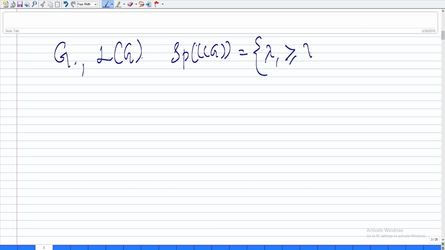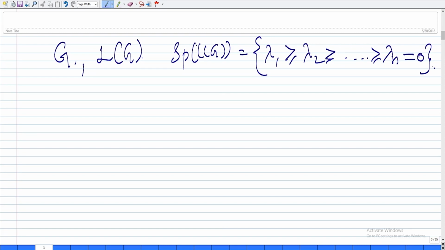Suppose we have a graph G with Laplacian matrix L of G, and its spectrum is given. Let us take a generic case: lambda 1, lambda 2, up to lambda n, ordered in this fashion, and I know only that my last value is 0. We have n eigenvalues and they are ordered.